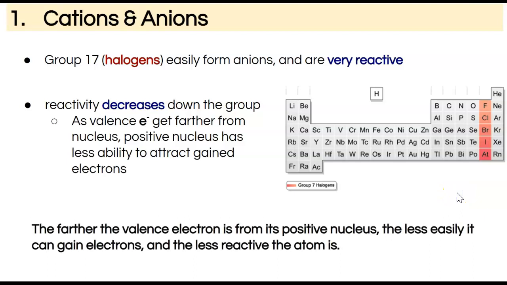Okay, so the further a valence electron is from the positive nucleus, the less easily the atom can gain electrons and the less reactive the atom is. Just to sum it up.